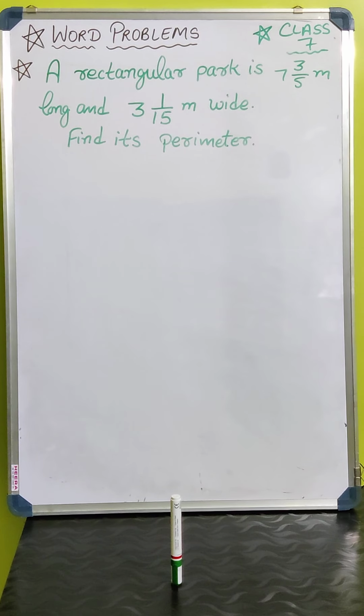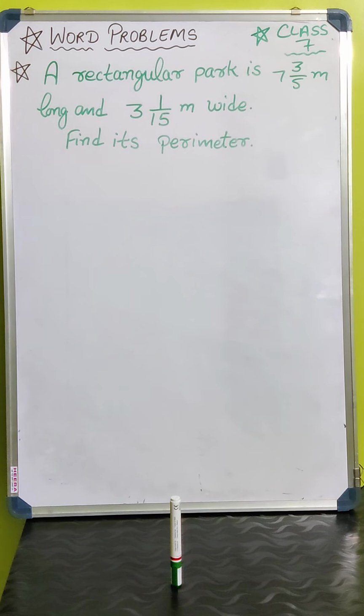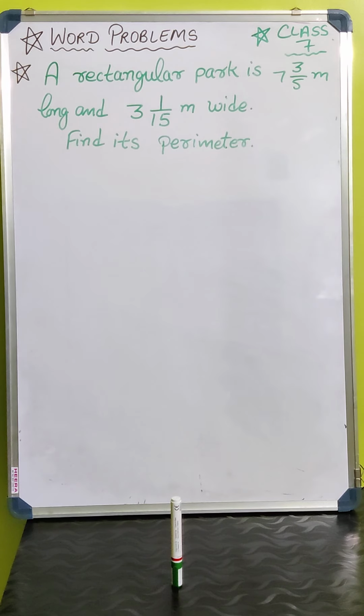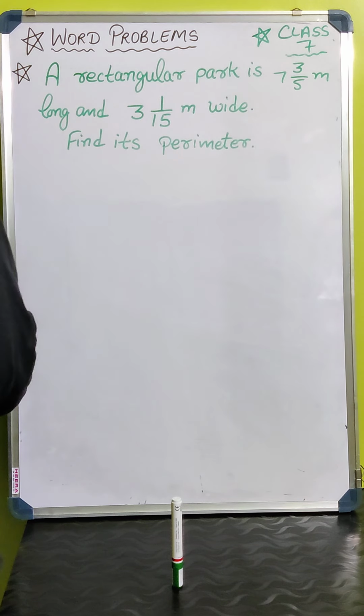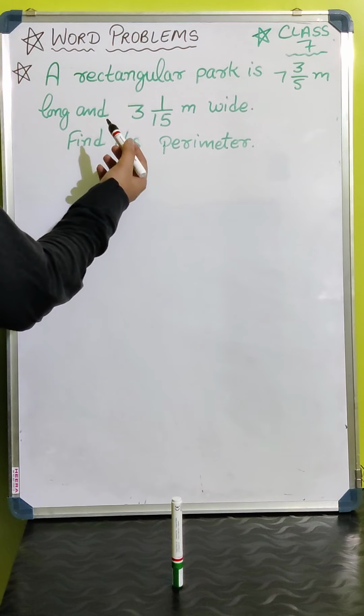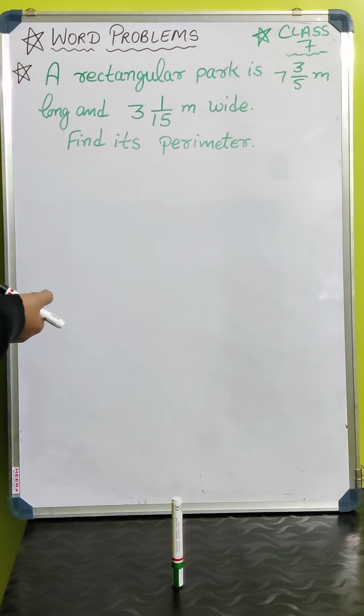Okay, welcome back students. Now the next concept is word problems based on the addition and subtraction of fractions. Again, we will take some examples. The first question is: a rectangular park is 7 whole 3 by 5 meters long and 3 whole 1 by 15 meters wide. Find its perimeter.